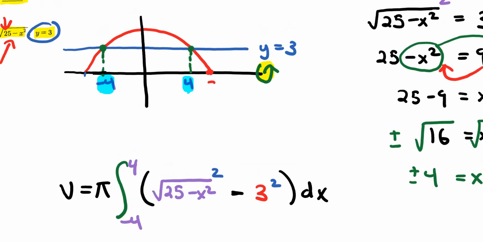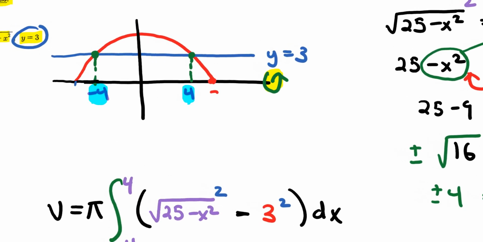Now, let me go back to my diagram here. We haven't talked a lot about this in class, but if I look at this green region right here, because it's a circle, that green region is the same thing as this blue region. If you cut the circle in half, it's completely symmetric.